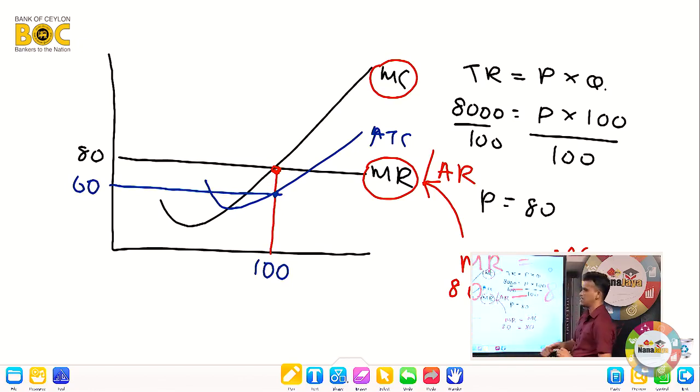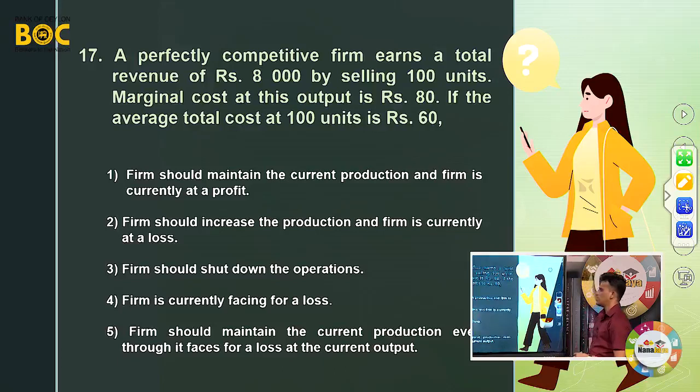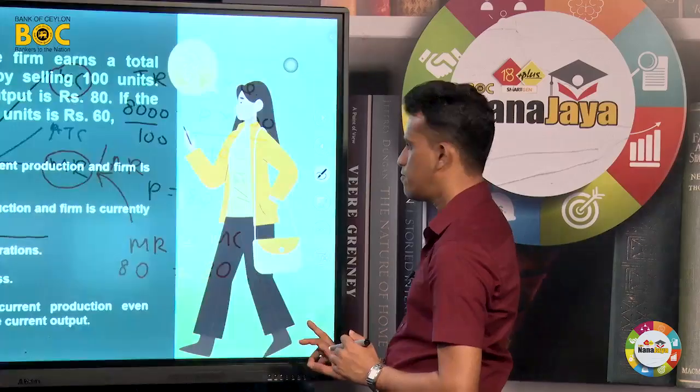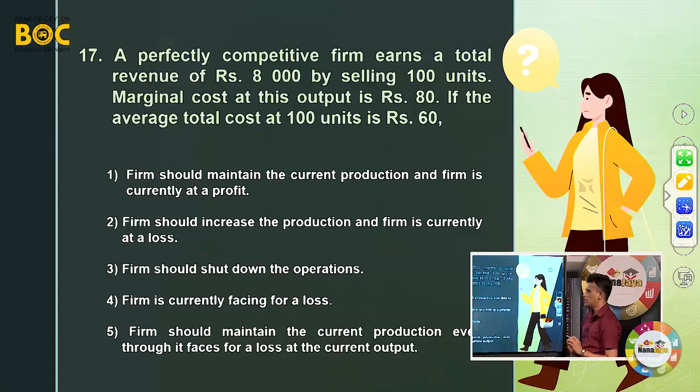These are the details actually given in this question. Based on this, we will move on to the answers. The firm should maintain the current production, because they are currently producing the profit maximizing output, where the marginal revenue is equal to the marginal cost. The firm should maintain the production. The firm is currently at a profit, yes, exactly.